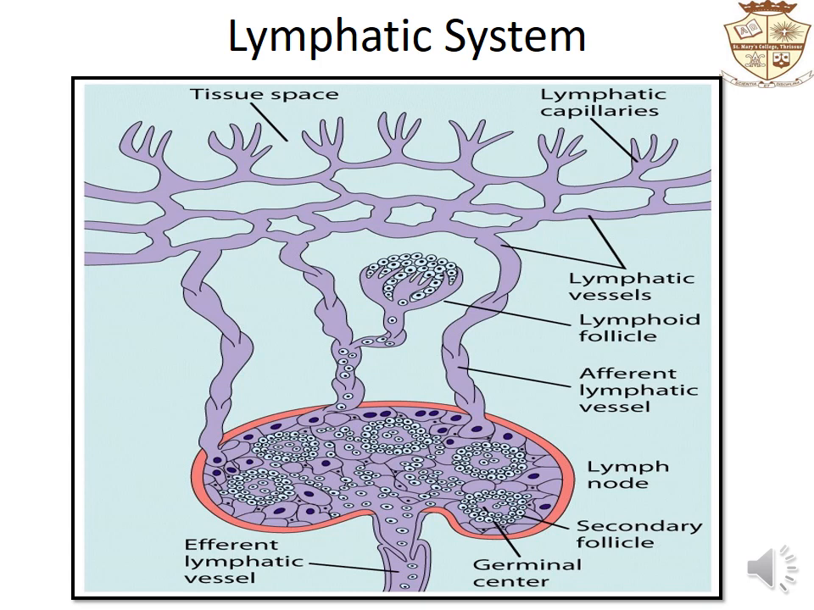So, what are the functions of the lymphoid system or the lymphatic system? It drains and returns the interstitial fluid back to the blood. It absorbs and returns lipids from the digestive system to the blood. It also filters the fluid of pathogens, damaged cells, cellular debris, cancerous cells, etc.